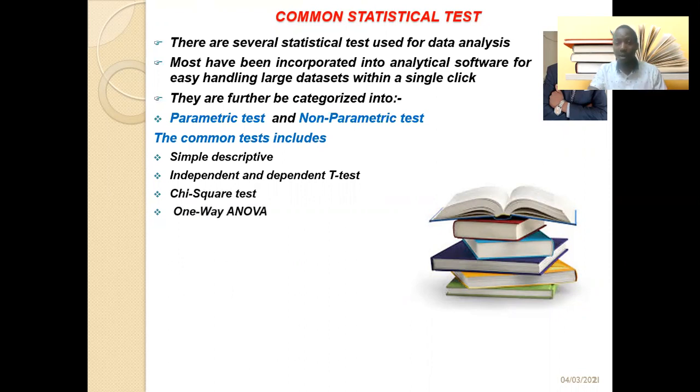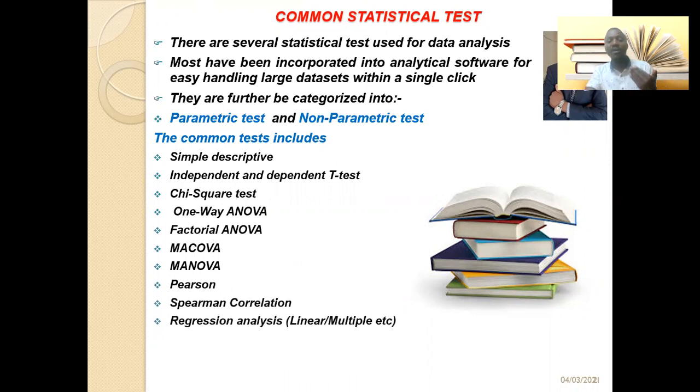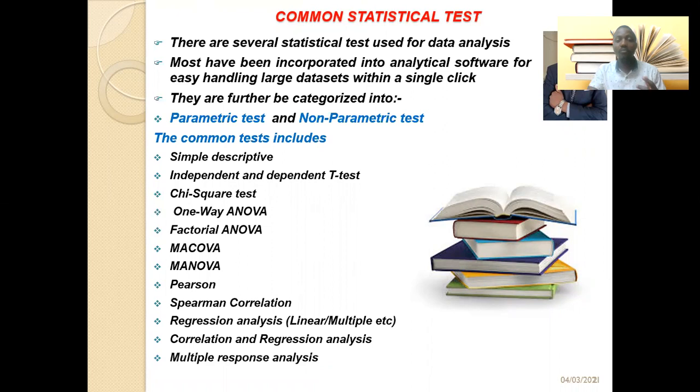We have the one-way ANOVA. We have the factorial ANOVA. We have the multivariate analysis of variance, covariance, MANOVA. We have Pearson, we have Spearman correlation. We have regression analysis, where we may have the simple linear regression or multiple linear regression. Sometimes we carry out correlation and regression analysis for a predictive kind of study, we'll see. And we have multiple response analysis. We have content analysis and many more.